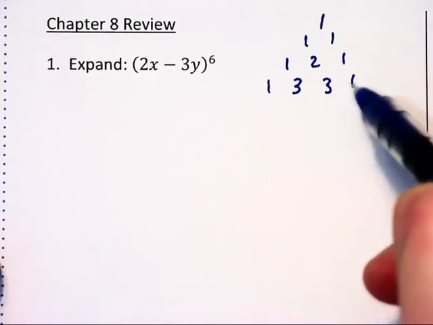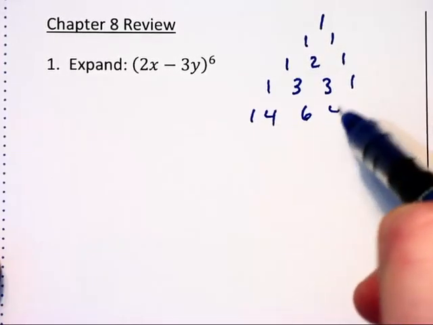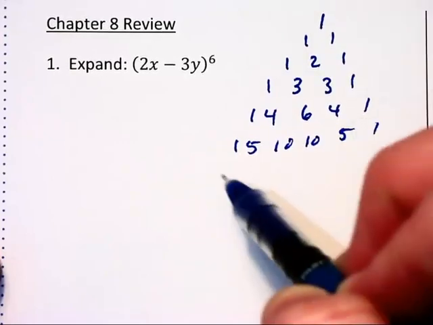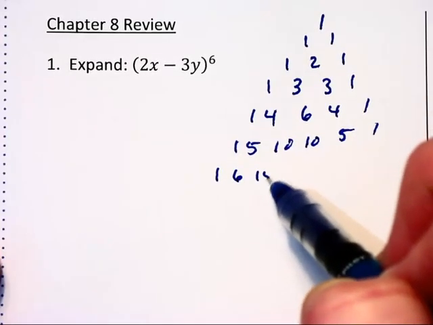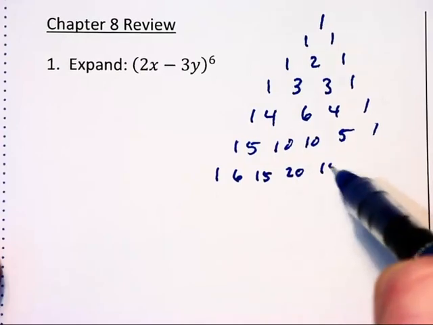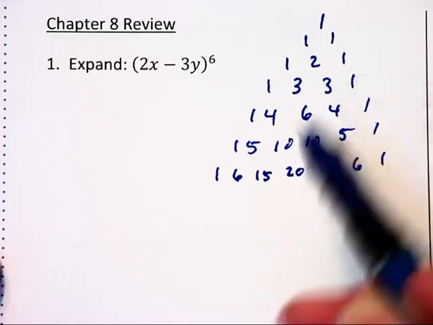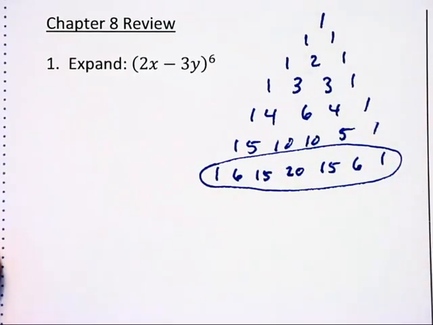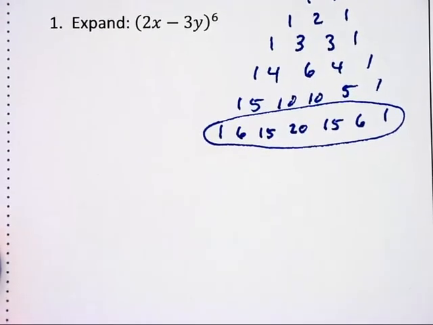So once we get down to this row, 1, 4, 6, 4, 1, 1, 5, 10, 10, 5, 1, 1, 6, 15, 20, 15, 6, 1. Those will be the values of the coefficients that we need. Now let's actually go through and expand this out.